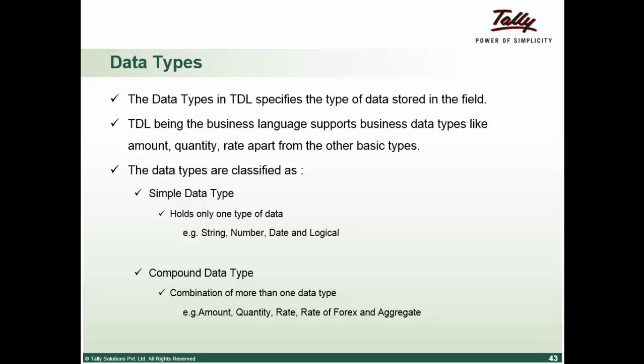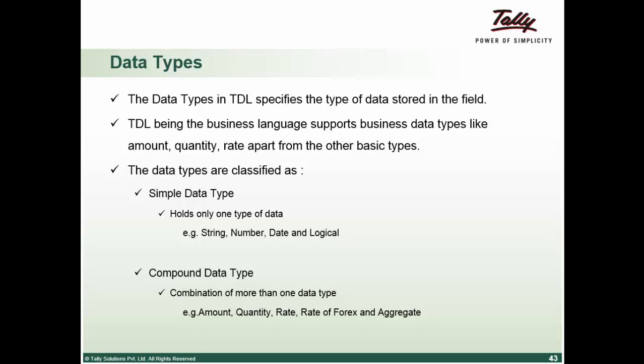Quantity, rate, apart from the other basic types. So there are two categories of data types that we have in TDL: a simple data type and a compound data type. A simple data type holds only one type of data. These data types cannot be further divided into subtypes. For example, string, number, date, and logical. These are the four basic data types of every programming language.